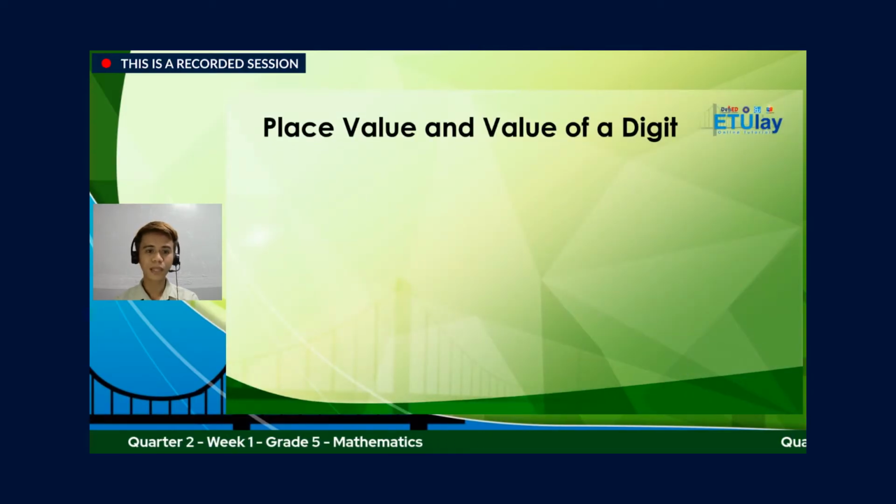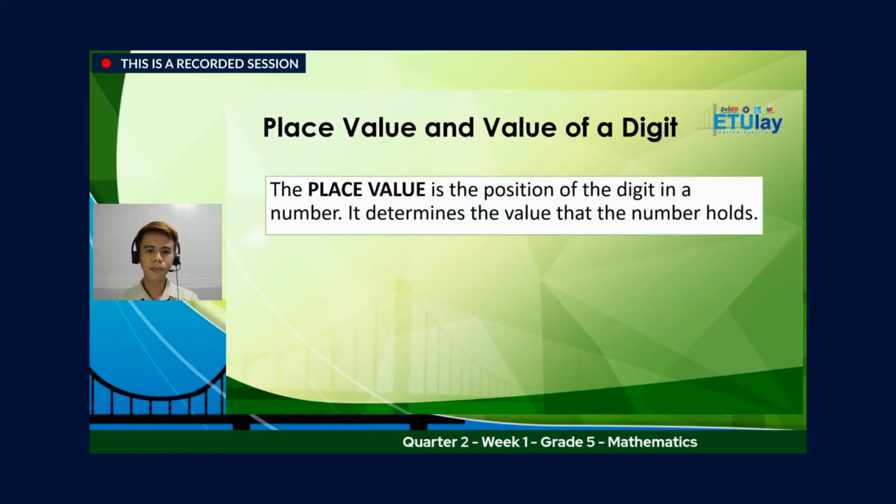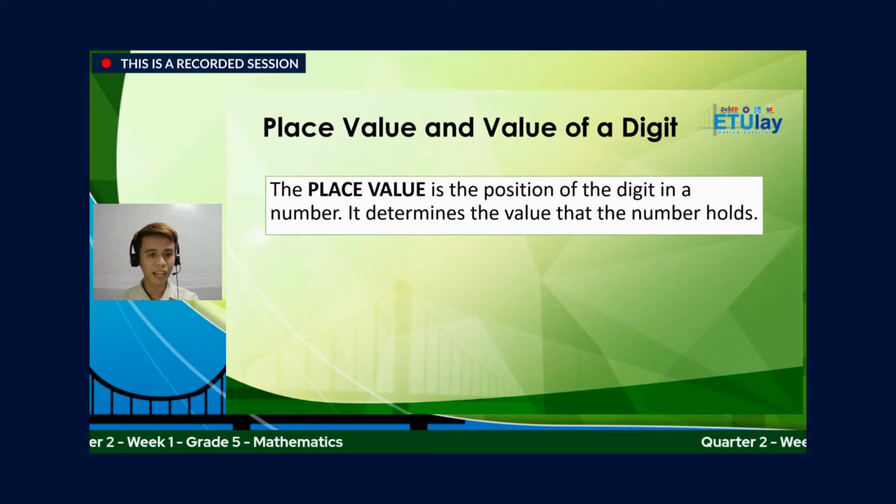Let's now go with the place value and value of a digit. The place value is the position of the digit in a number. It determines the value that the number holds. So yung place value, siya yung magdidikta kung ano ang magiging value ng digit natin. So kung nasaan ang place value siya, doon magdidikta kung ano ang magiging value natin.